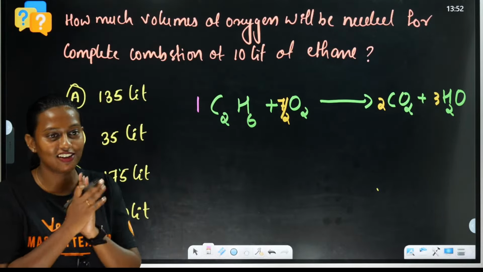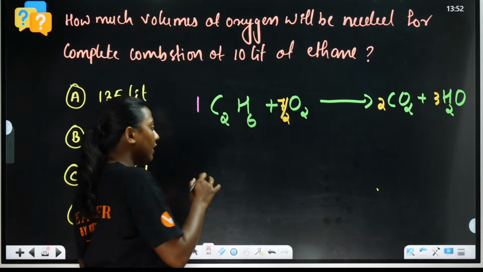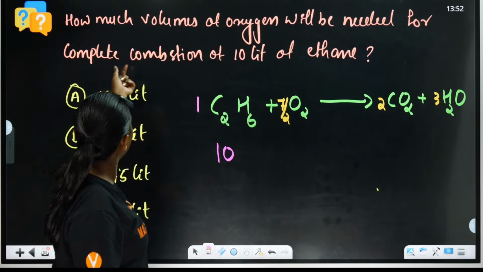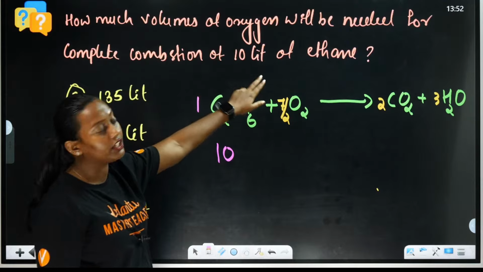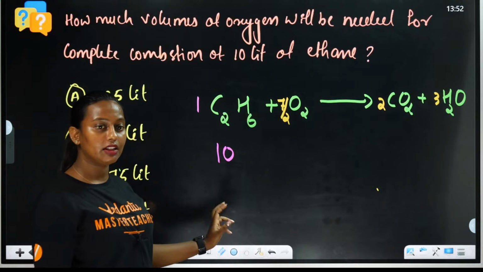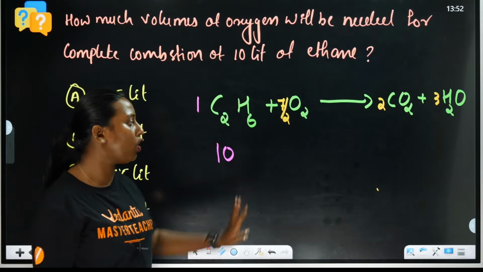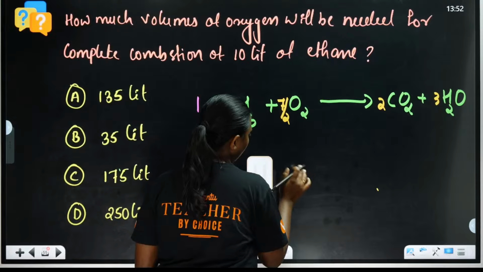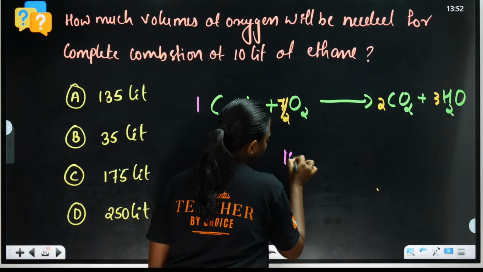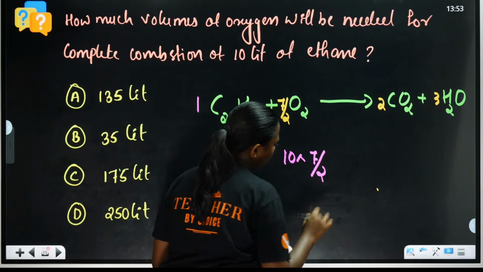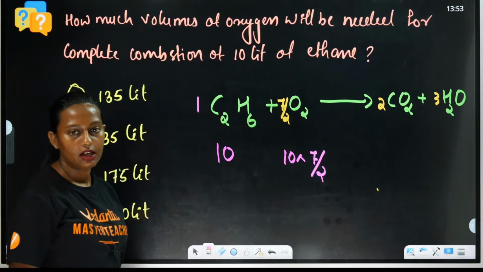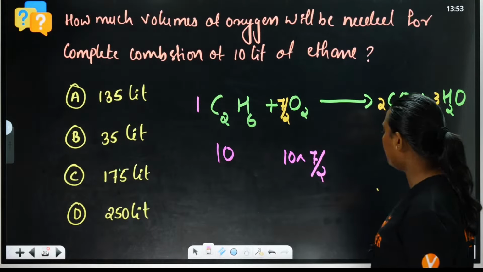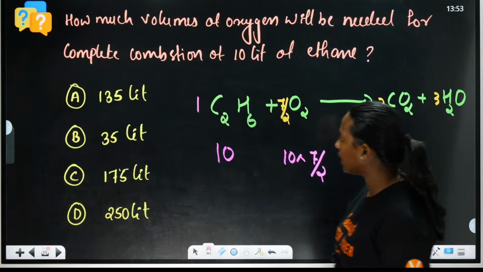I can see some answers here. So 10 liter of ethane, combustion of 10 liter ethane. How much oxygen is needed for complete combustion of 10 liter ethane? Simple, 10 into 7/2. So 10 into 7/2, how much will it be? 70/2 is 35. So the correct answer is option B.